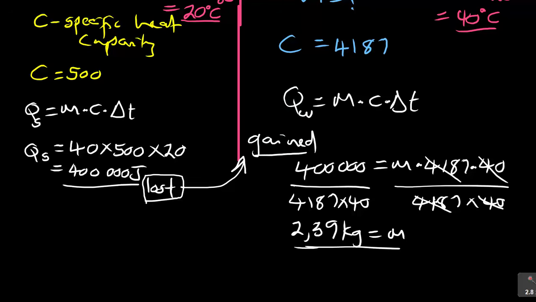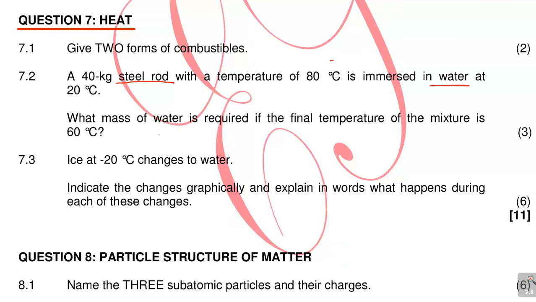So the question was, what mass of water is required if the final temperature... So the mass of water that is required there is the one that we calculated to be 2.39 kg. Are you with me? And then 7.3 says ice at minus 20 degrees Celsius changes to water. Indicate the changes graphically and explain in words what happens during each of these changes.